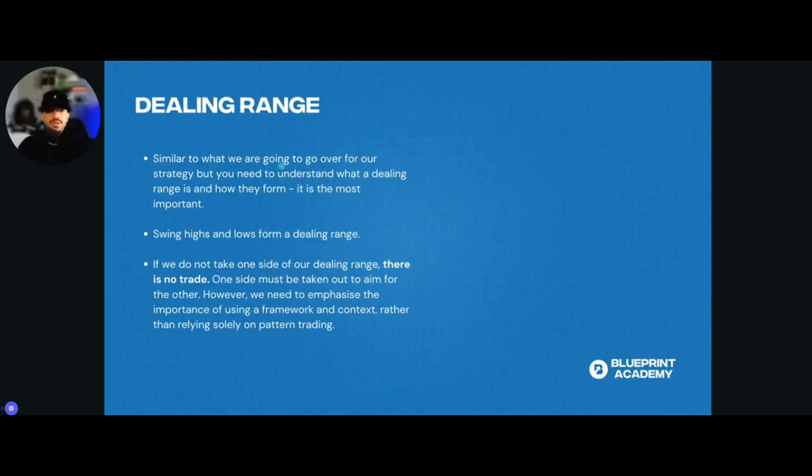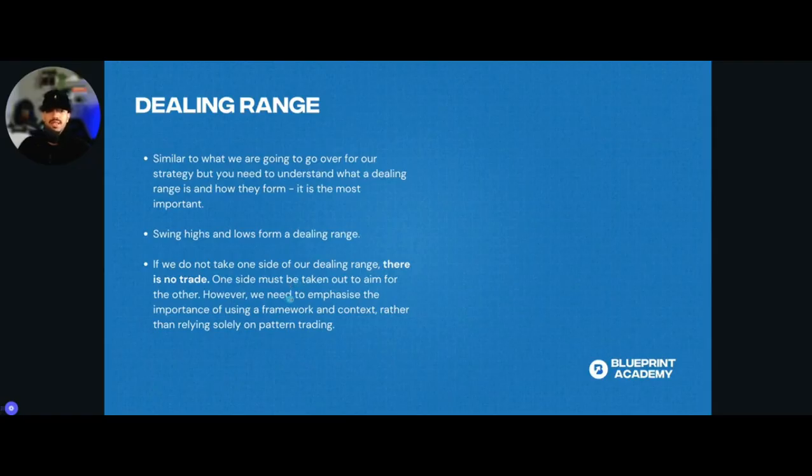So this is similar to what we are going to go over for our strategy, but you need to understand what a dealing range is and how they form, because it's the most important part in trading. So dealing ranges form with swing highs and swing lows, and if we do not take out one side of the range, there is no trade. So this is something that you need to understand. If we don't take out any liquidity within the range, 9 times out of 10, you're going to become the liquidity. One side of the range must be taken for us to aim for the opposing end.